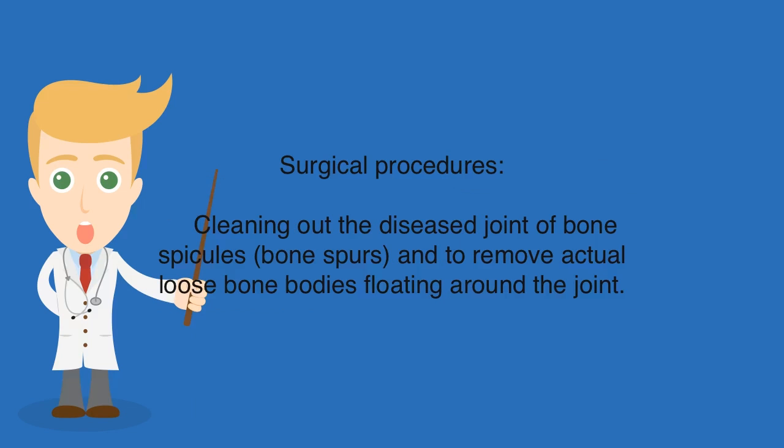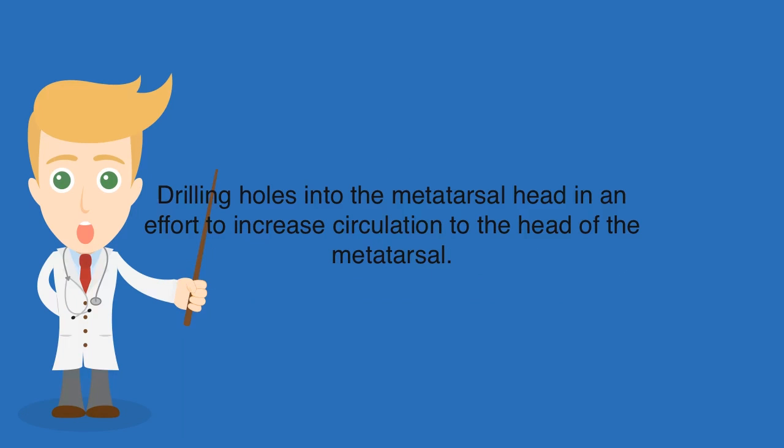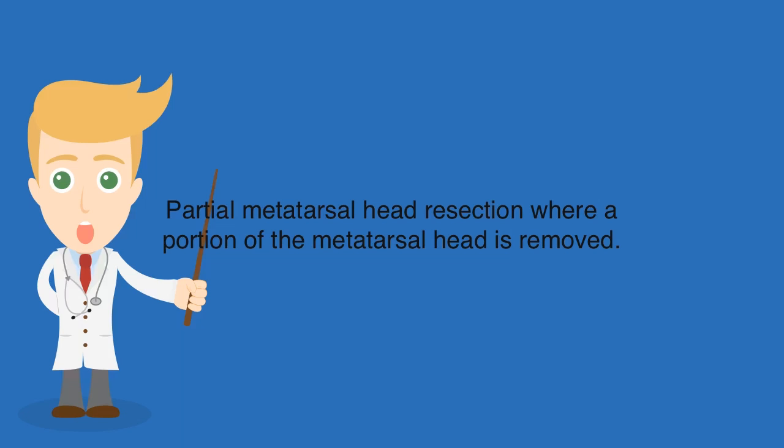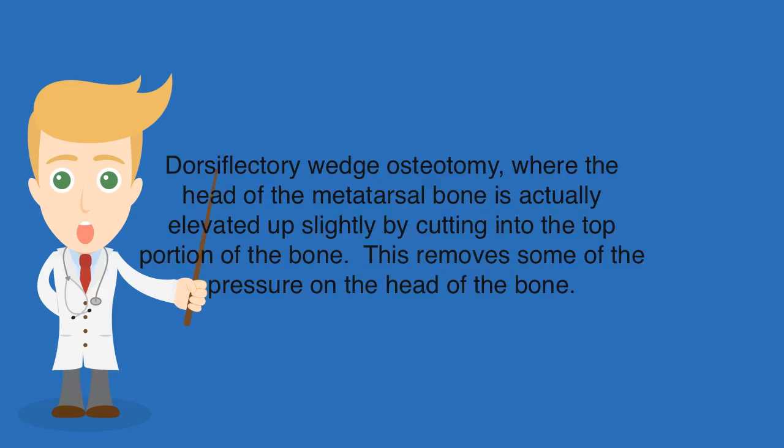Surgical procedures. Cleaning out the diseased joint of bone spicules, bone spurs, and to remove actual loose bone bodies floating around the joint. Drilling holes into the metatarsal head in an effort to increase circulation to the head of the metatarsal. Partial metatarsal head resection, where a portion of the metatarsal head is removed. Dorsiflectory wedge osteotomy, where the head of the metatarsal bone is actually elevated up slightly by cutting into the top portion of the bone. This removes some of the pressure on the head of the bone.